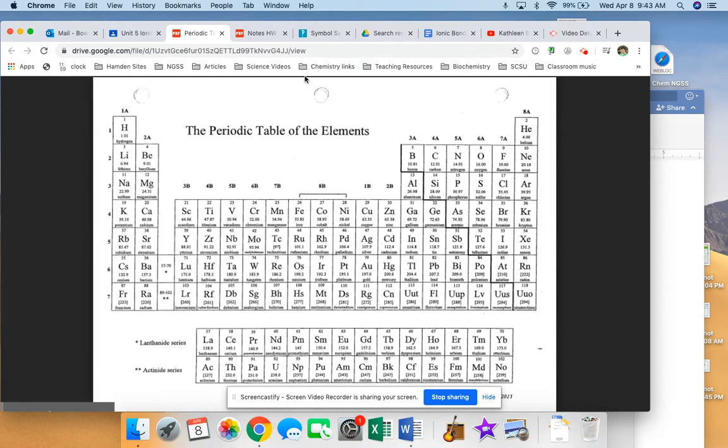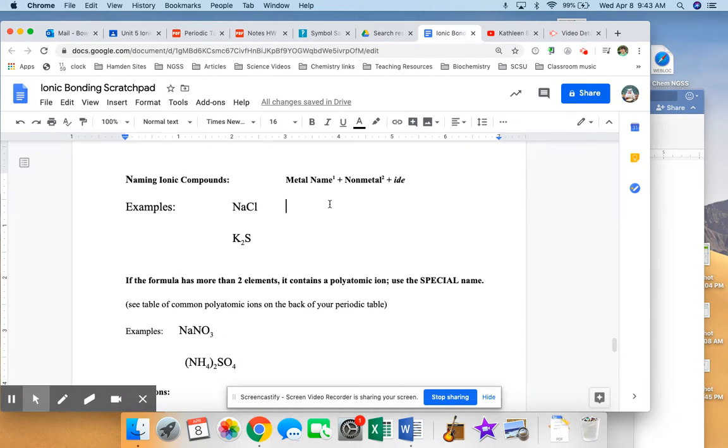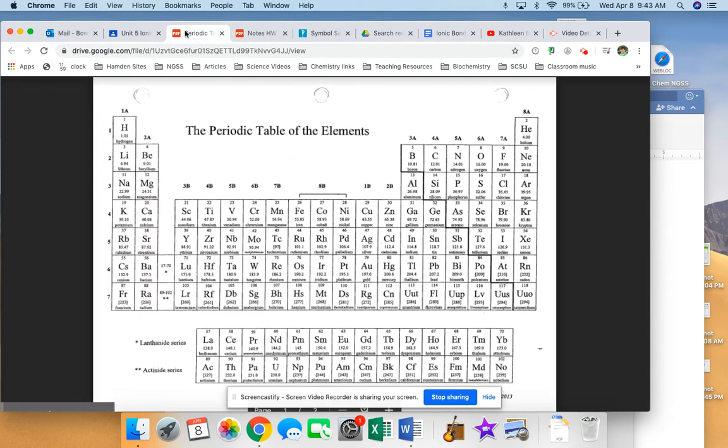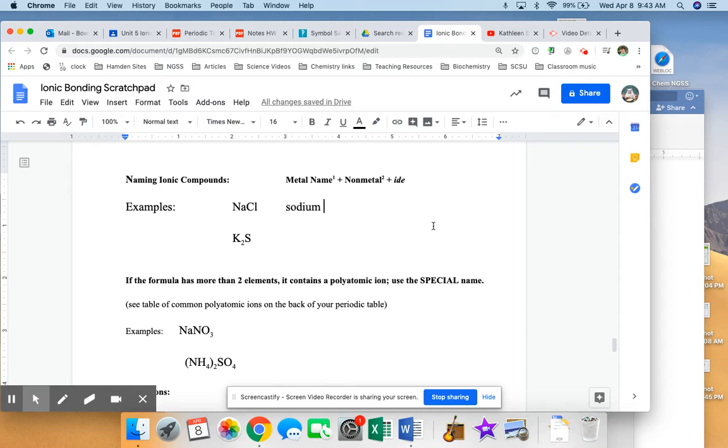It's fine. Na is sodium. So we type in sodium. Cl on our periodic table is chlorine. But remember, just like when you're learning a new language, sometimes the verbs change their ending. So our non-metal, chlorine, we don't keep the ine, we change the ine to an ide ending. Chloride. Chlorine becomes chloride.